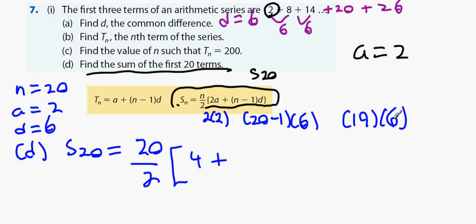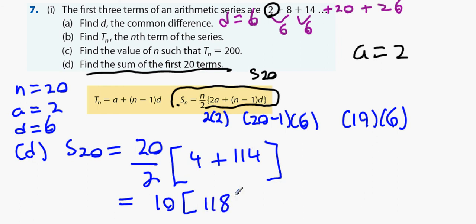Just put that into your calculator quickly. 19 multiplied by 6 is 114. All we have to do now is calculate this. It's going to be 10, because 20 divided by 2 is 10. 10 multiplied by 118 is going to be 1180. So the sum of the first 20 terms is going to be 1180.